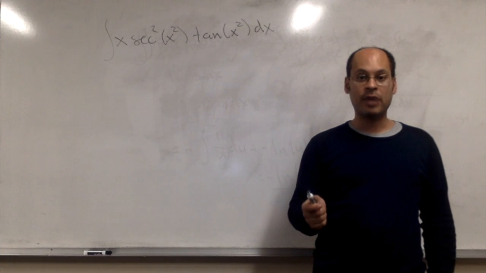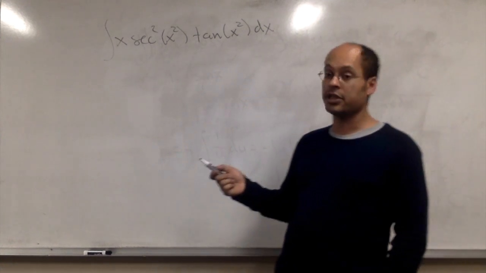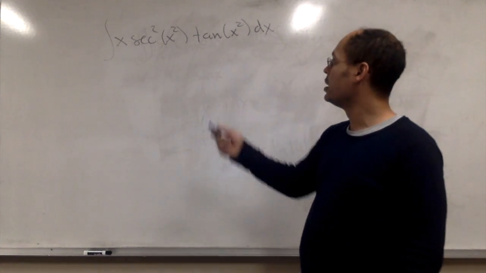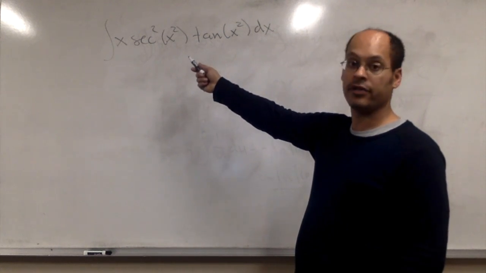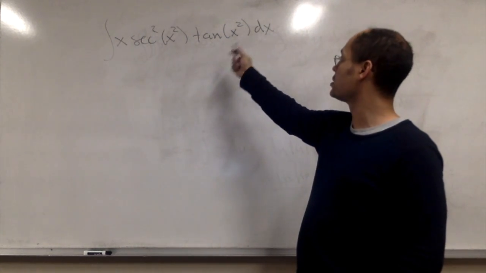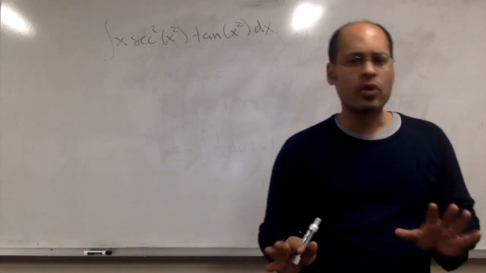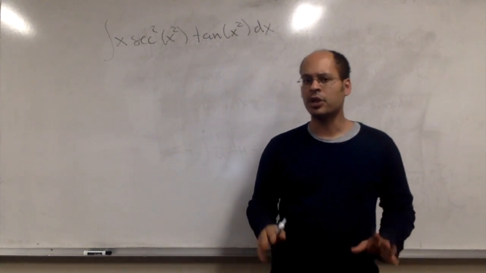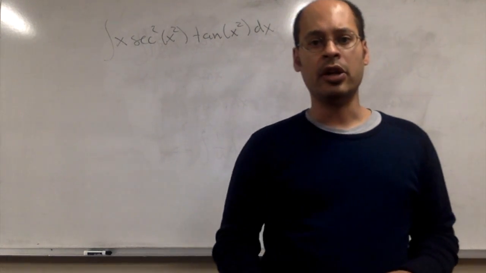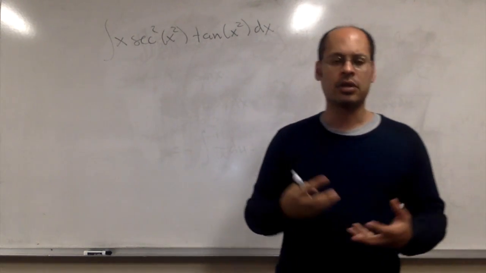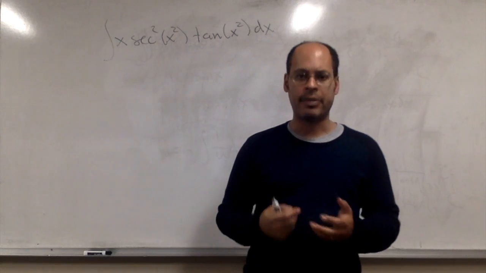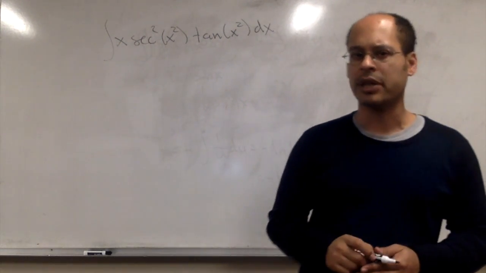All right, so here's the problem that we're going to do. We're going to take the antiderivative, or the indefinite integral, of x secant squared of x squared, tangent of x squared dx. Now, you could actually do this in one step if you're clever, but we're just going to pretend we're not very clever today, and we're going to try to do this in a logical, step-by-step way to make it as clear as possible.